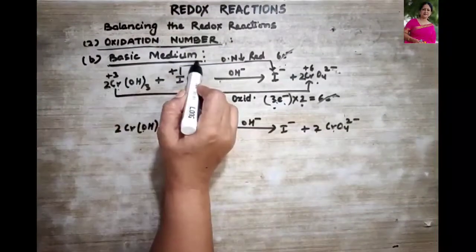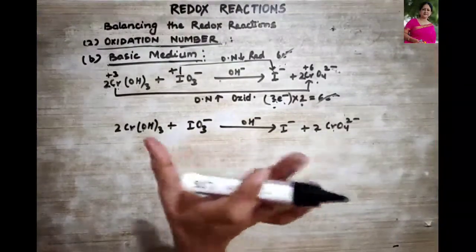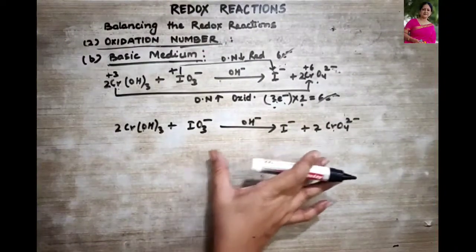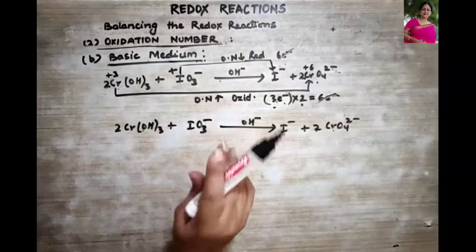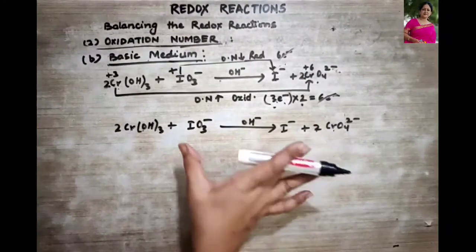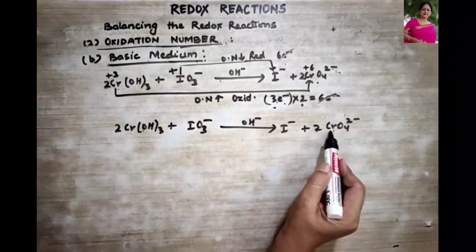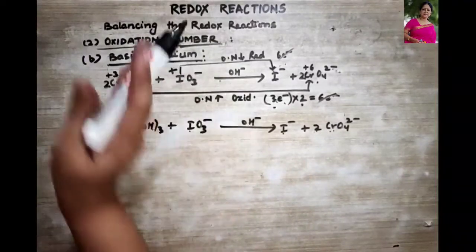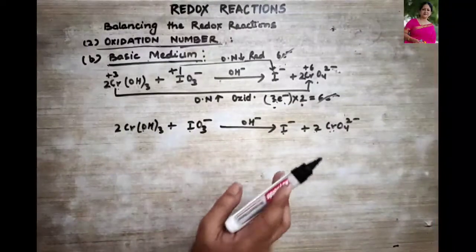But this is your basic medium. So are you first going to balance oxygen? No. Before balancing oxygen, first we need to balance the charges. So let us look at the charges and balance it. First, in the basic medium, we balance the charge before balancing oxygen and hydrogen. So other than oxygen and hydrogen, all other atoms should be balanced by then. So your 2 chromium is balanced, iodine and iodine is balanced. Now left are your oxygen and hydrogen. In the basic medium, first we will balance the charges, then we are going to balance oxygen and hydrogen.